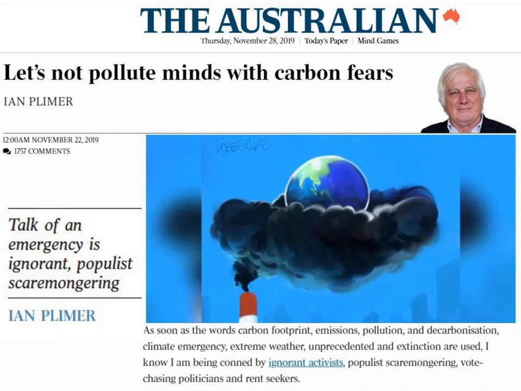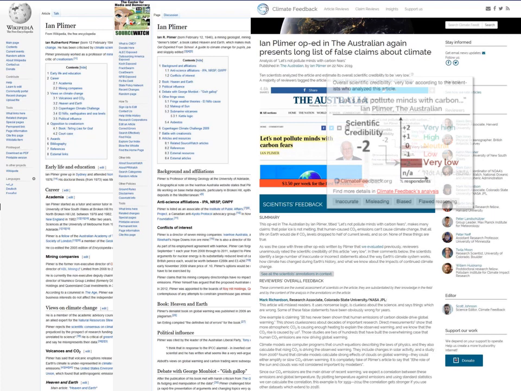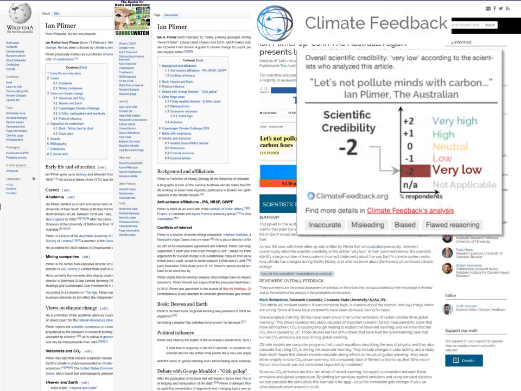Here's an article that was in the Australian two or three years ago by Ian Plimer, who basically rubbishes the idea that climate change is a problem. But if we do a little bit of Googling, we come up with plenty of suggestions that Ian Plimer is not a reliable source on climate. I'd like to point out Climate Feedback, which is a very good website and in fact analyses articles such as the one that Plimer wrote and assesses it. You can see there that their assessment of Plimer's article is that it has no scientific credibility.